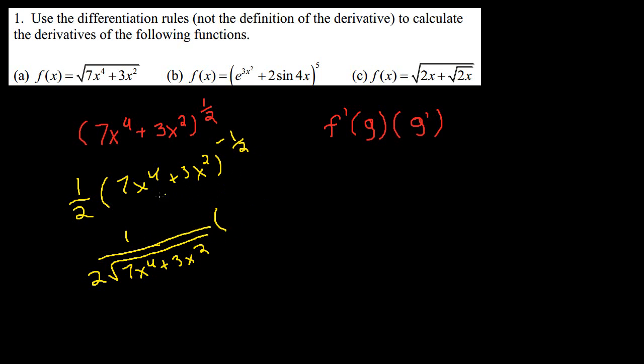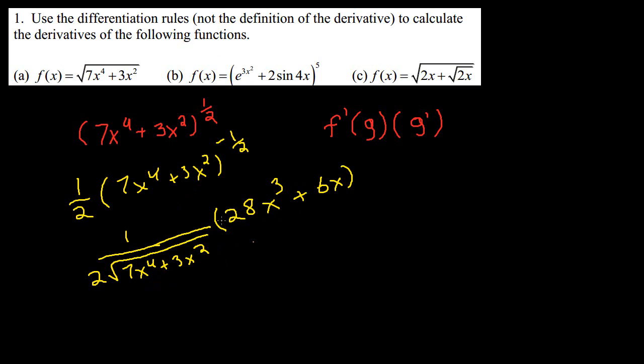So what's the derivative of 7x^4? We put the 4 down to the 7, 7 times 4 is 28, so we have 28x, and we do 4 subtract 1, so it'll be 28x^3. Now we take the derivative of the next portion: we put the 2 down, that's going to be 6, so 6x.